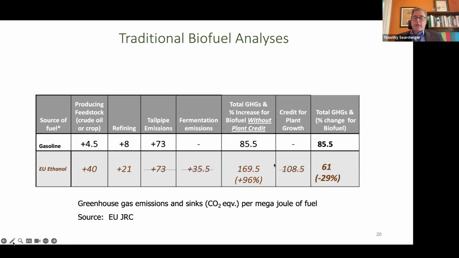So the thing I want you to think about is it takes land to grow plants. This is saying we're going to claim a benefit from growing plants on land. That's the benefit for biofuels. But what's the cost? Where's the cost of using land? The answer is there's no cost. So this typical formulation also treats land as free.